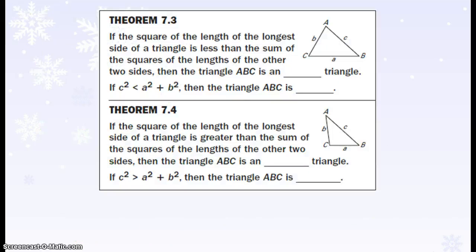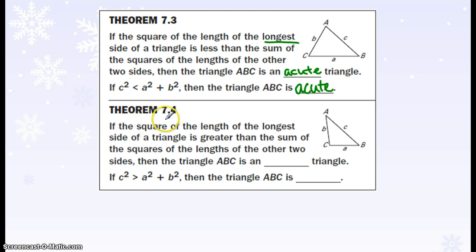All right, so we've got two theorems that are covered in this section. Theorem 7.3. If the square of the length of the longest side of a triangle is less than the sum of the squares of the lengths of the other two sides, then the triangle is an acute triangle. So if c squared is less than a squared plus b squared, where c is the longest side, then triangle ABC is acute.